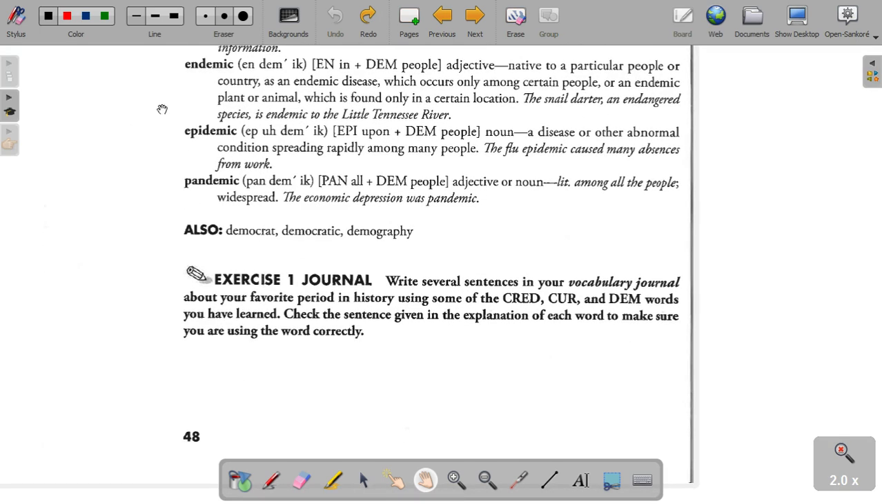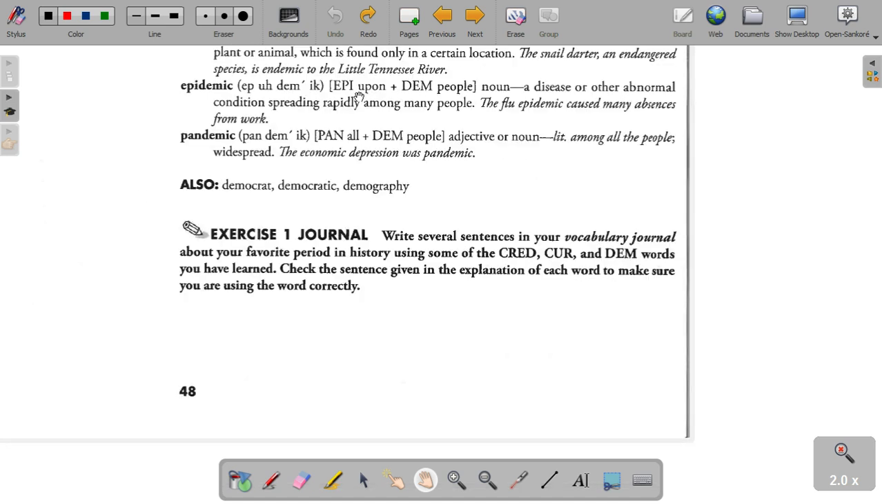And then endemic, we probably wouldn't have even noticed the dem in here if not for this. So it literally means in people, and it basically means native to a particular people or country, as in an endemic disease, which occurs only among certain people, or an endemic plant or animal, which is found only in a certain location. So the snail darter, which is an endangered species, is endemic to the local Tennessee River. So think native, basically.